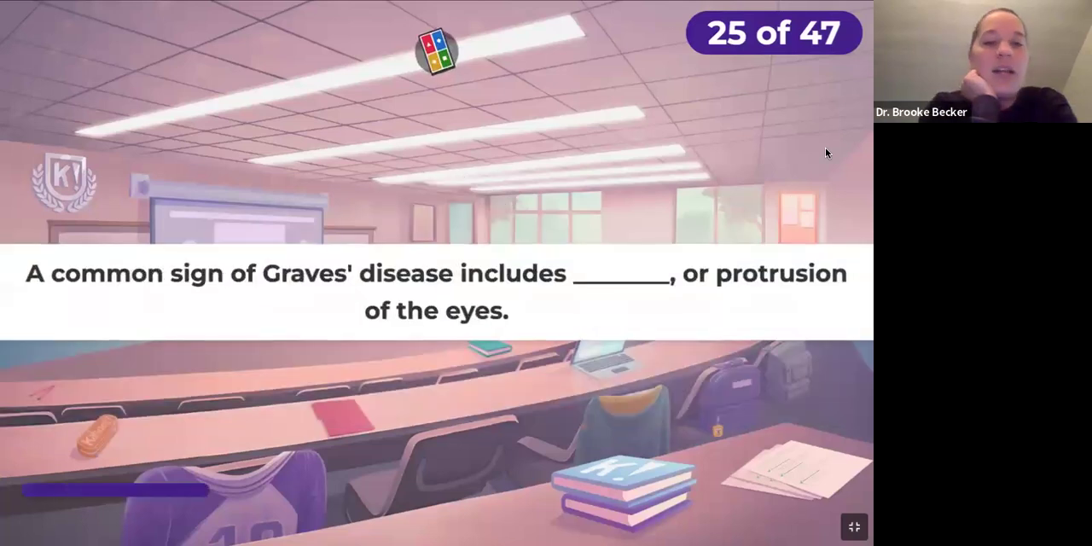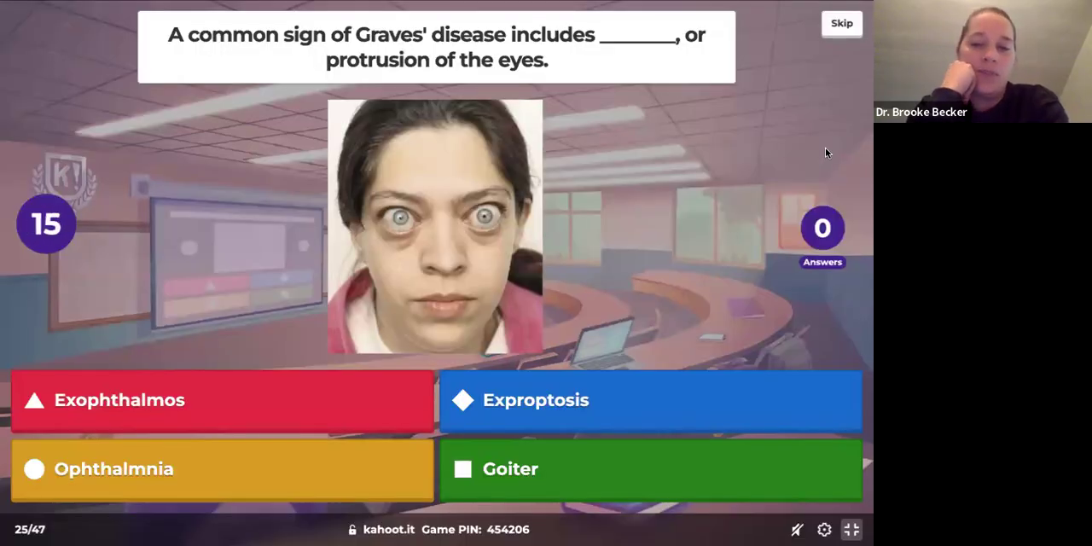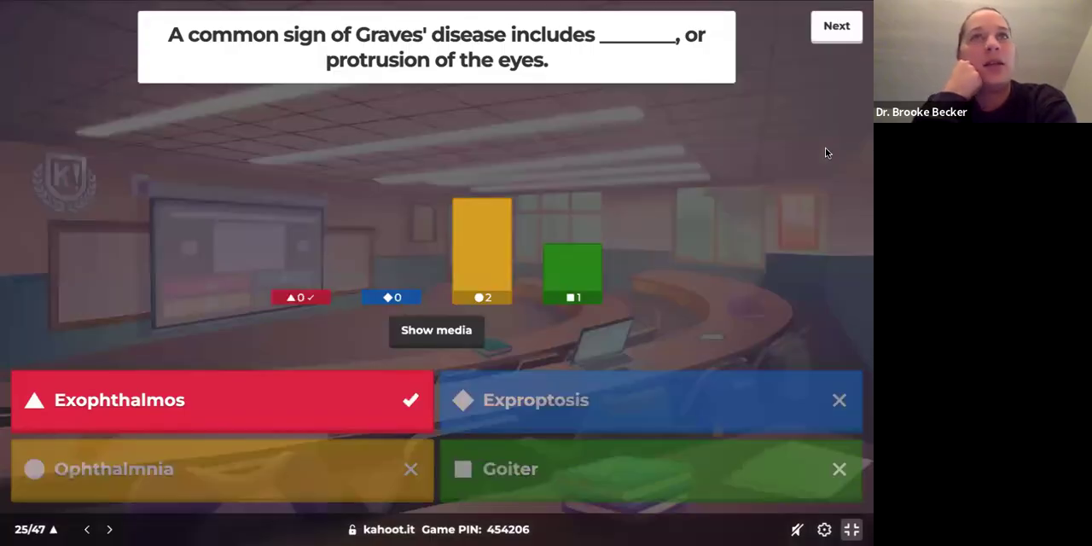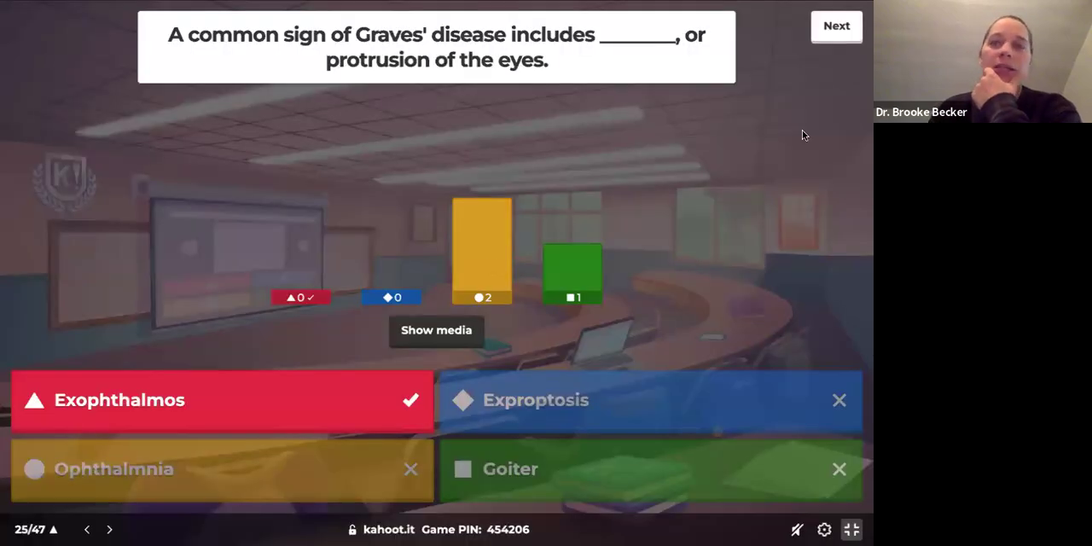Okay, a common sign of Graves' disease includes blank or protrusion of the eyes: exophthalmos, exprotrosis, ptosis, my goodness, ophthalmia, or goiter. Exophthalmos, that's that protrusion of the eyes, okay? So like in this picture, you can see how her eyes look really protruded. A lot of times you can tell that somebody has Graves' disease from just that alone, the exophthalmos, okay? Good.